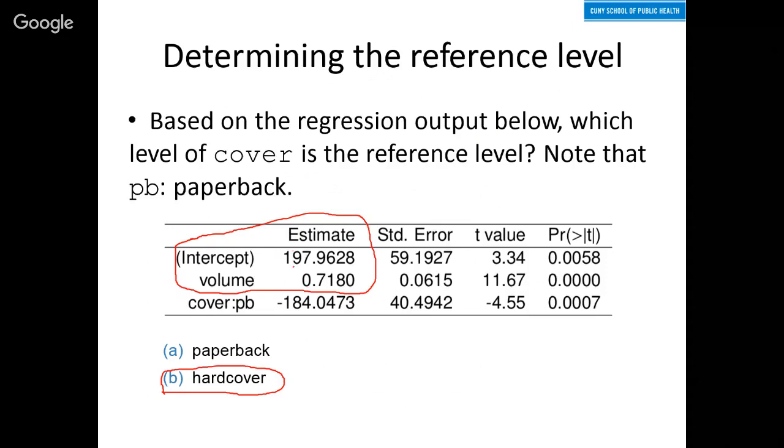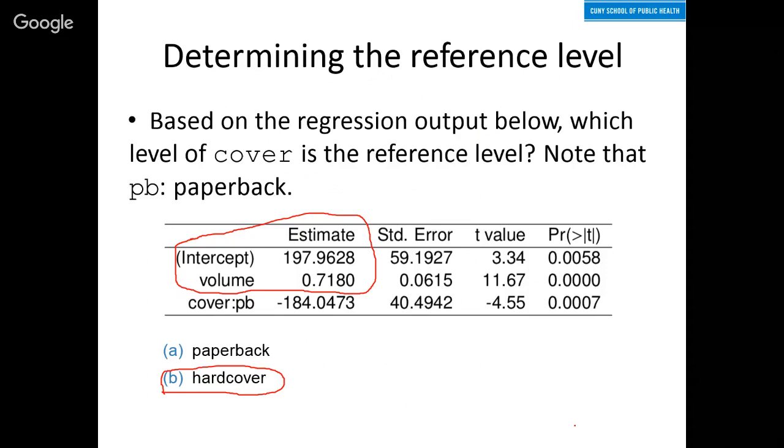So the weight of a 0 cubic centimeter paperback book is 197 minus 184, which we could calculate this way. But if we switch reference groups, then that's just the intercept. So this is an important thing just to be aware of: what your reference group is.